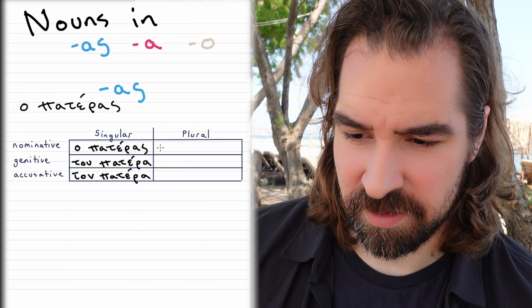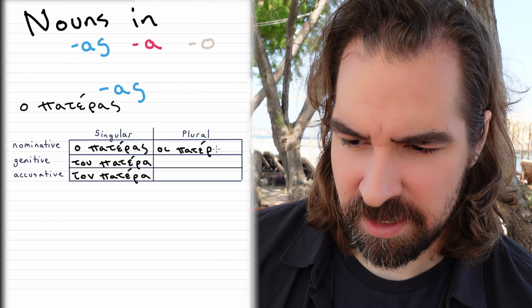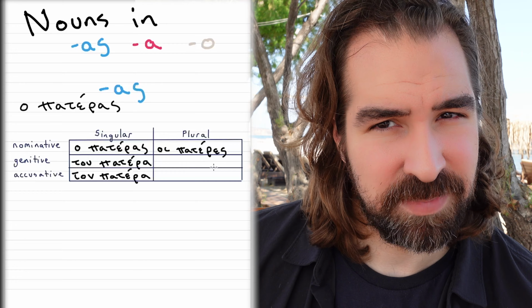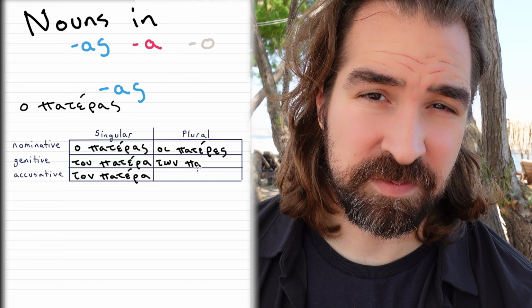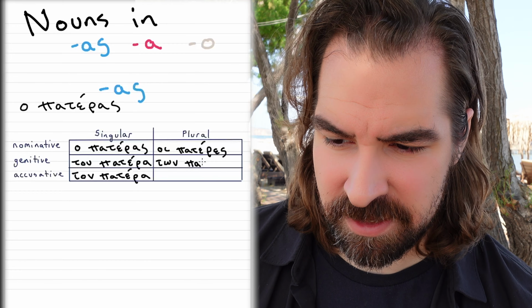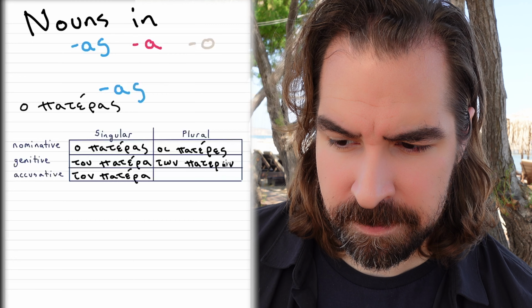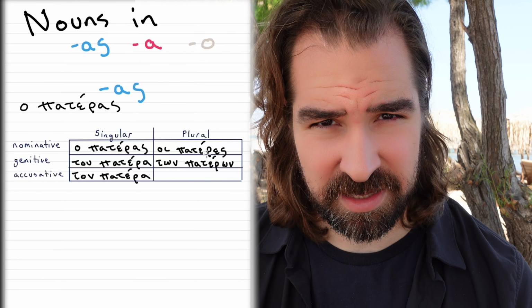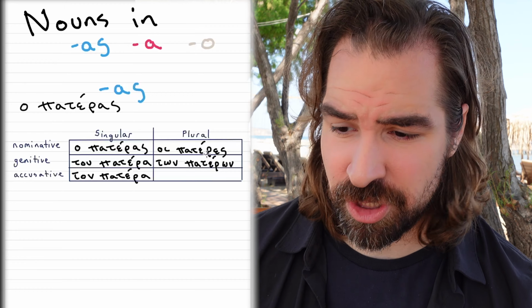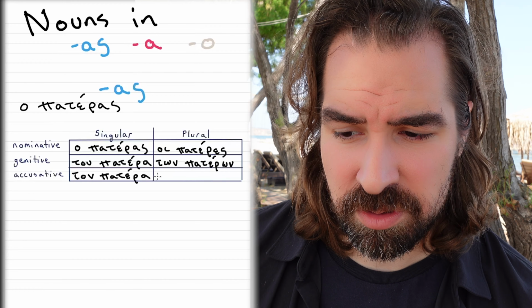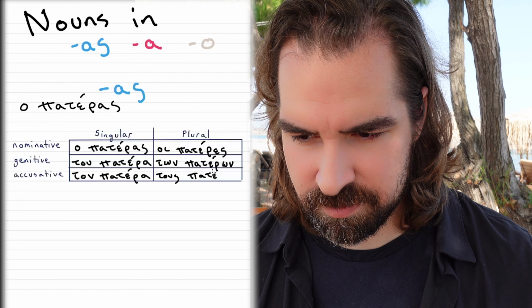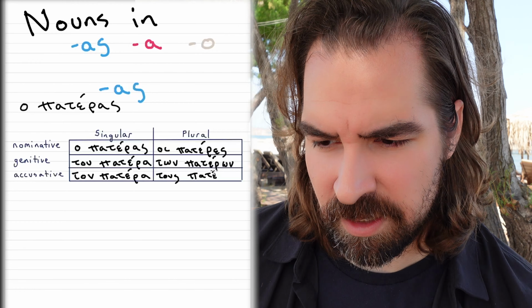In the plural, we have οι πατέρες. In the genitive plural, we have των πατέρων, ending in that characteristic omega nu of the genitive. And then in the plural accusative, we have τους πατέρες. So the endings here were -as, -es, -on, and -s.